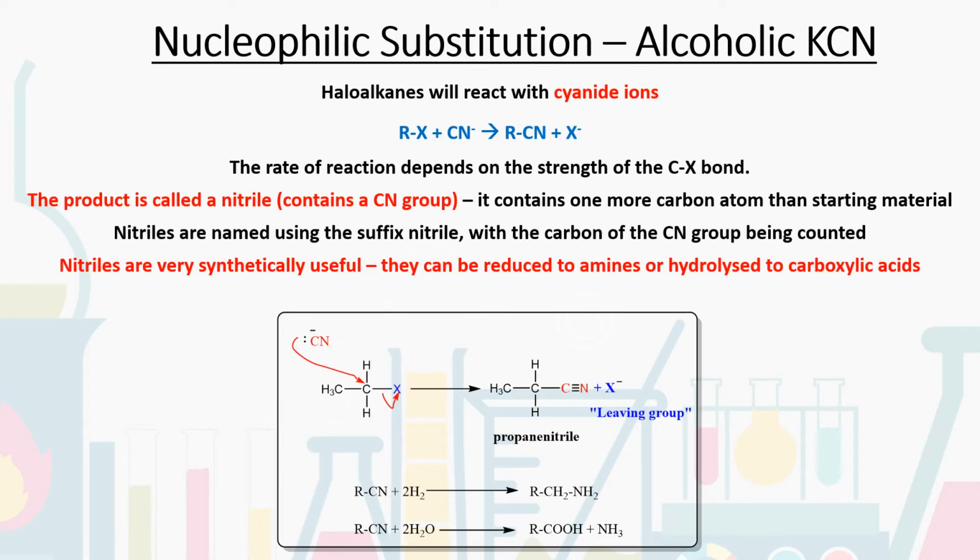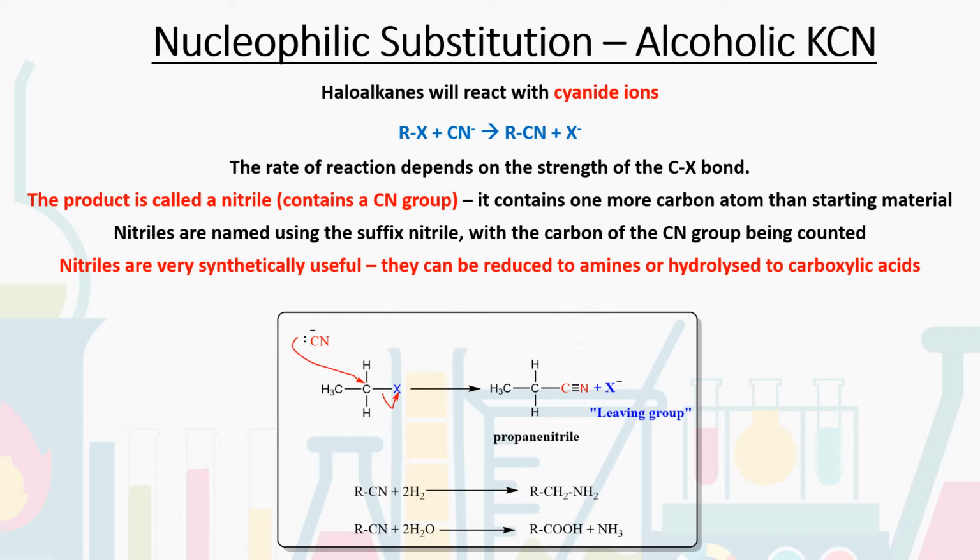Haloalkanes will also react with cyanide ions, that's CN- ions. And so we can take a haloalkane, react it with our CN-. We now produce something called a nitrile. That's where we have a CN triple bond. That's a nitrile. And we kick off our halogen as a halide ion here. So again, a nucleophilic substitution. We do this actually in an alcoholic solvent.